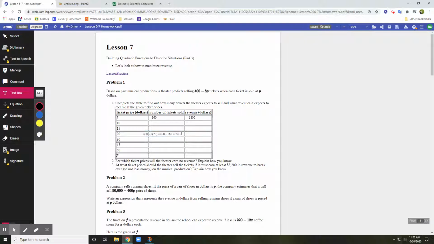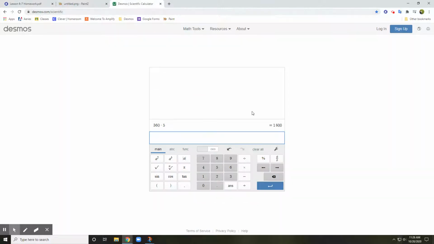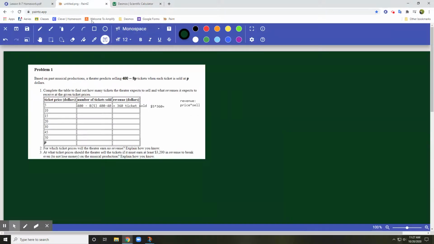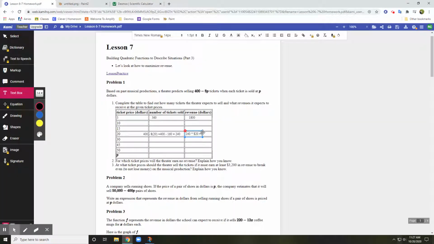I'm sort of scooting this over so you can see where I got it. And then our revenue is going to be 240 times $20, the price that we sold it for, however many we sold. So if we have 240 tickets sold, if we want to check our math, that's going to be 400 minus 8 times 20, which is 400 minus 160, 240. So then we have $20 multiplied by 240 tickets, and we're going to get 4,800. So our revenue for this one is going to be 4,800.